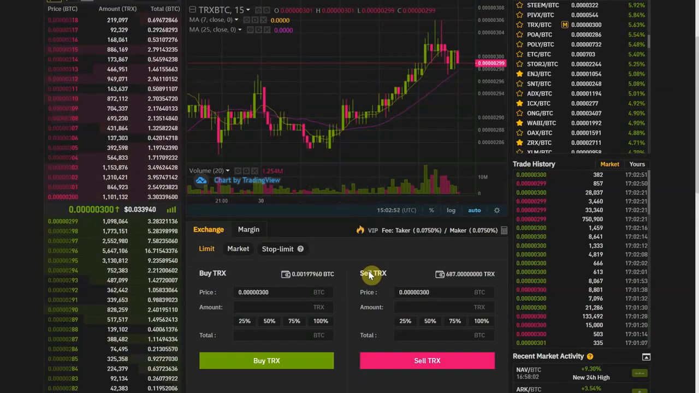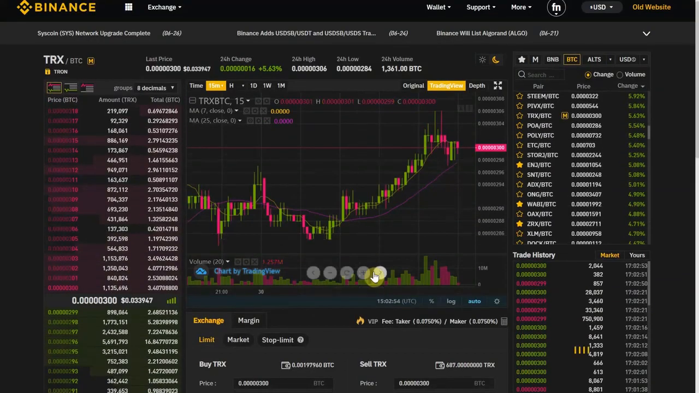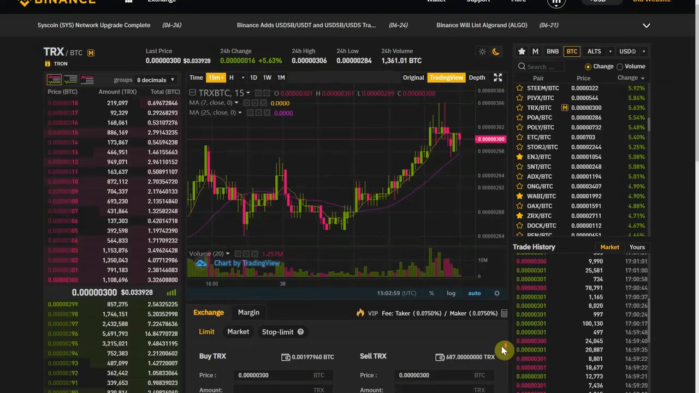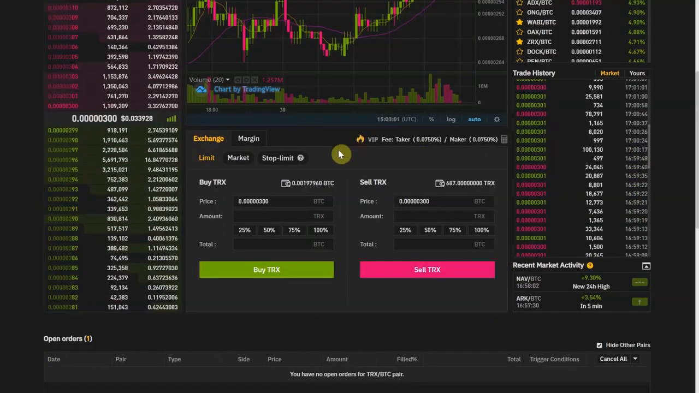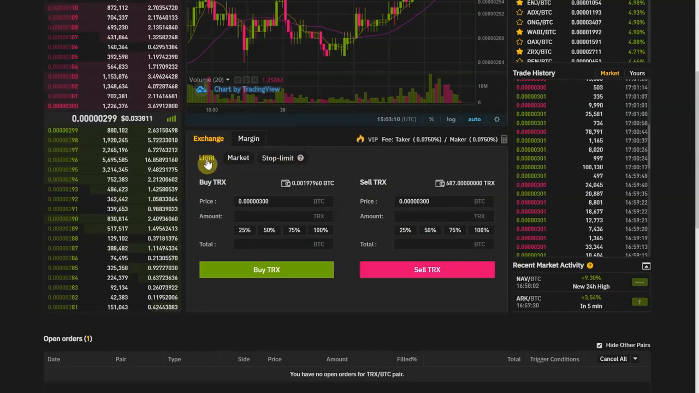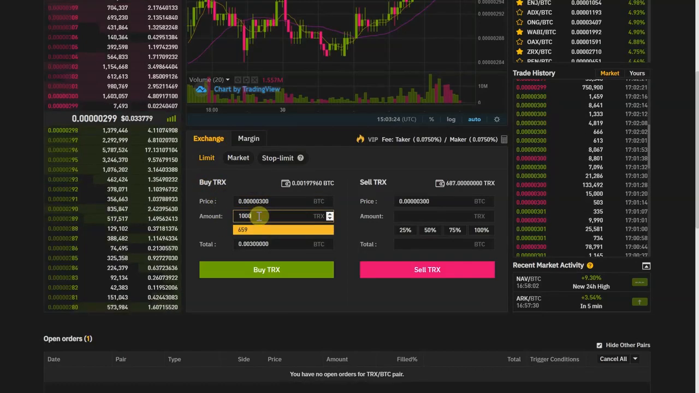We have the exchange here. So if you want to place an order, and I guess this is the whole point of what you're doing watching this video, you have three types of orders: the limit, the market, and the stop limit. This is the most basic one, the limit, and it's pretty self-explanatory. This is the price at which you want to buy and how many TRX you want to buy.